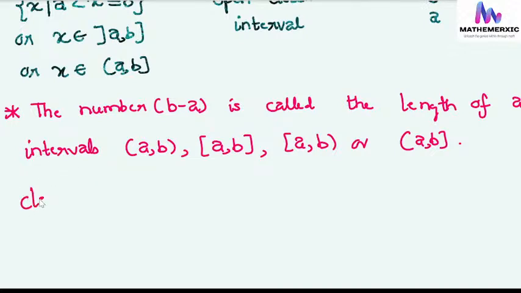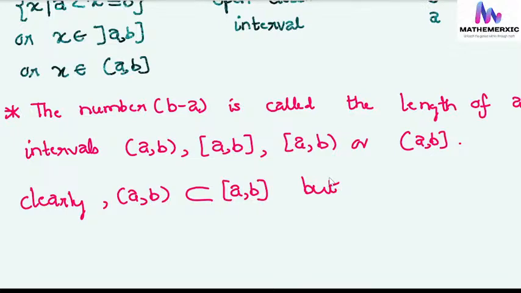So clearly we can say that the open interval A comma B is a subset of the closed interval A comma B, but the closed interval A comma B is not a subset of the open interval. So this is an important point to understand, right?